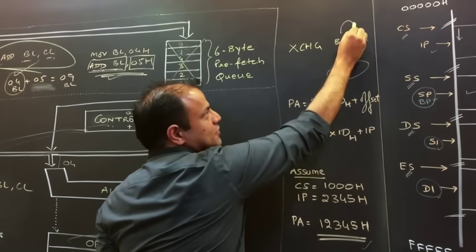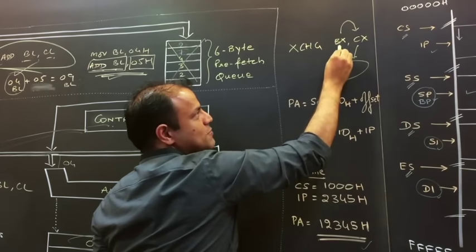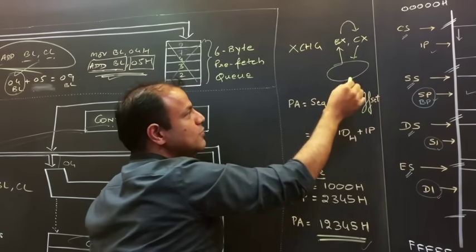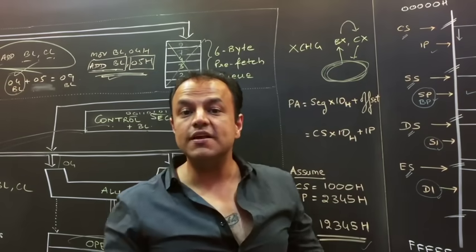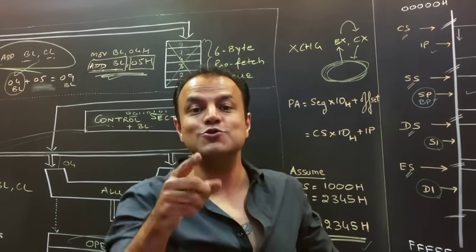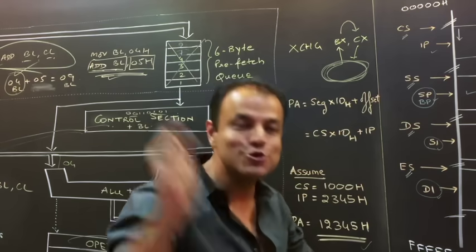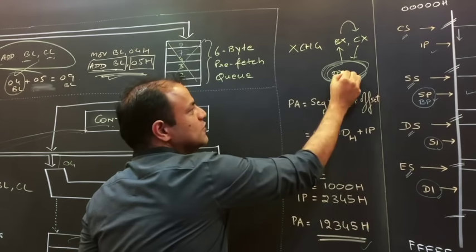We'll take the value of BX, put it into CX. We'll take the value from the temporary register and put it into BX. So the values will be exchanged. To do this, the processor needs a temporary register, a register which is not available to the programmer, so that our values are not lost. For such purposes, the processor uses the operands register.